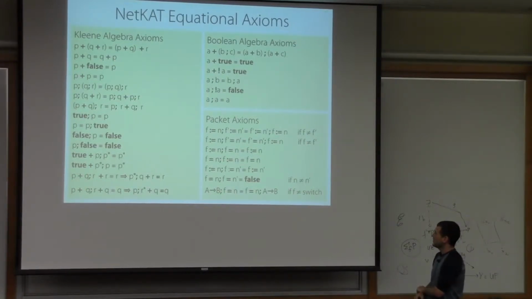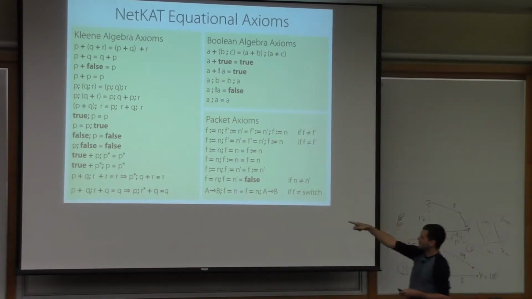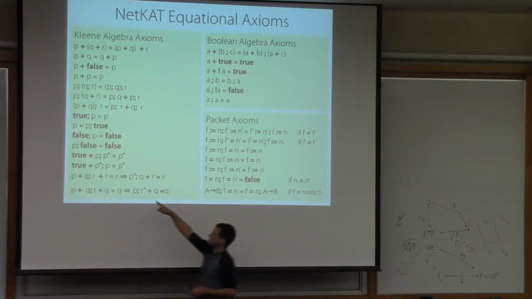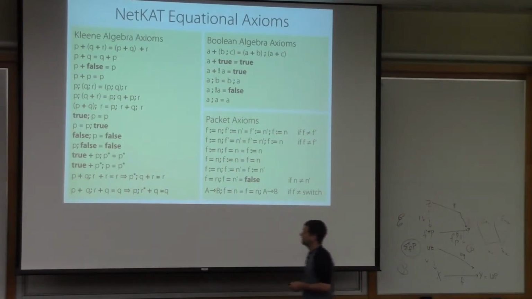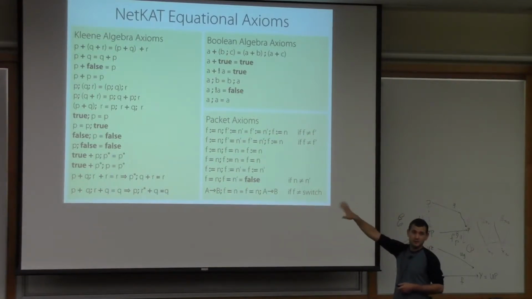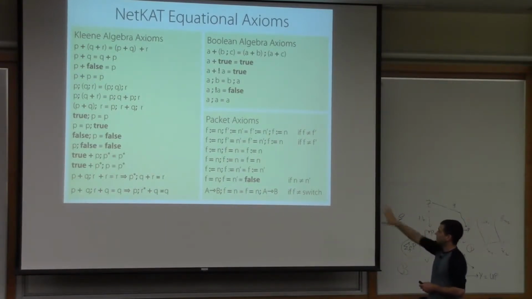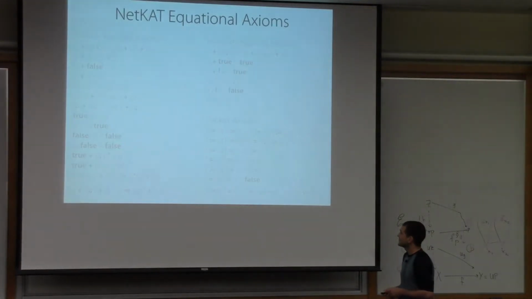So what you see here is a whole bunch of equational axioms. They're all either of the form P equivalent to Q, or there's a couple involving star that are Horn clauses, so they involve implications. And I grouped these into three subgroups. We have a bunch of axioms that talk about just the Kleene algebra fragment of the language. We have a bunch that talk about the Boolean algebra fragment of the language. And then we have some axioms that talk about how our packet operations interact with each other. Just to highlight a few of these.